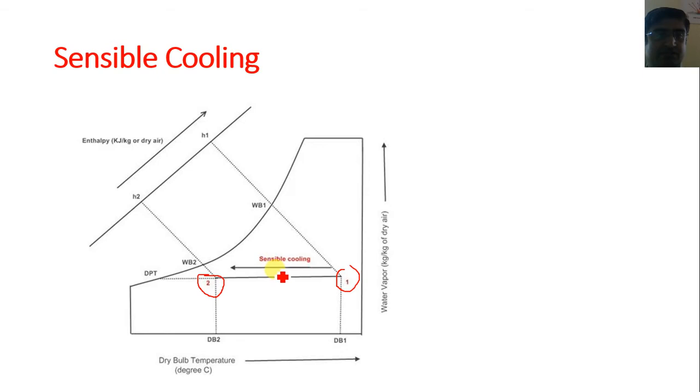As we already know, the dry bulb temperature decreases during sensible cooling. So you can see the dry bulb temperature decreases between point 1 to 2, and the value of enthalpy also decreases from H1 to H2. The wet bulb temperature also decreases from point 1 to 2, while the dew point temperature and the specific humidity, or humidity ratio, remain the same. The relative humidity phi increases from point 1 to 2. So this all happens in the case of sensible cooling.